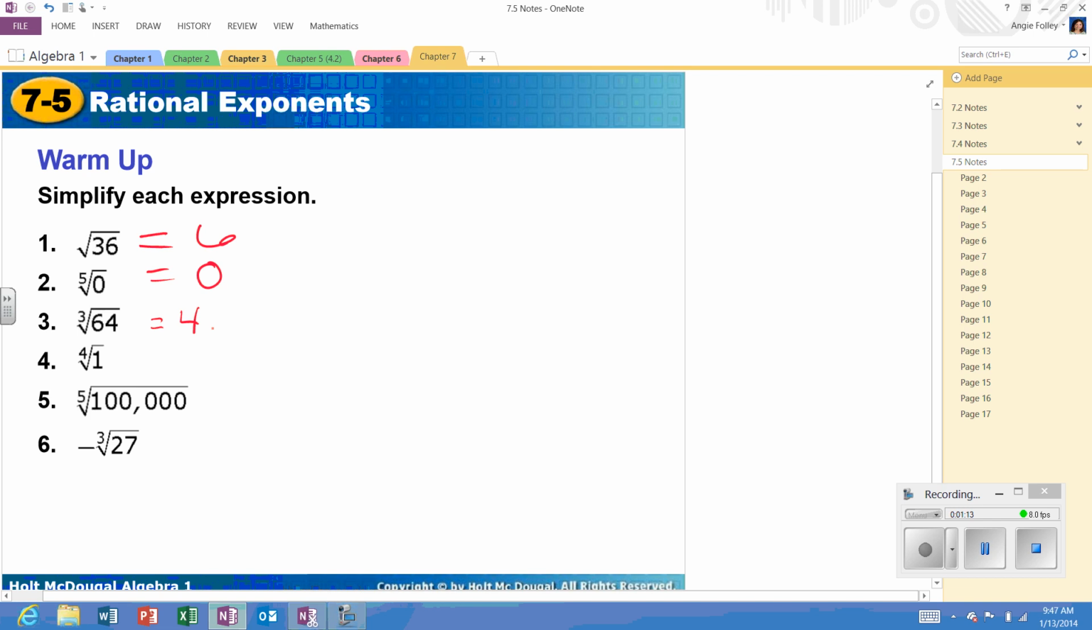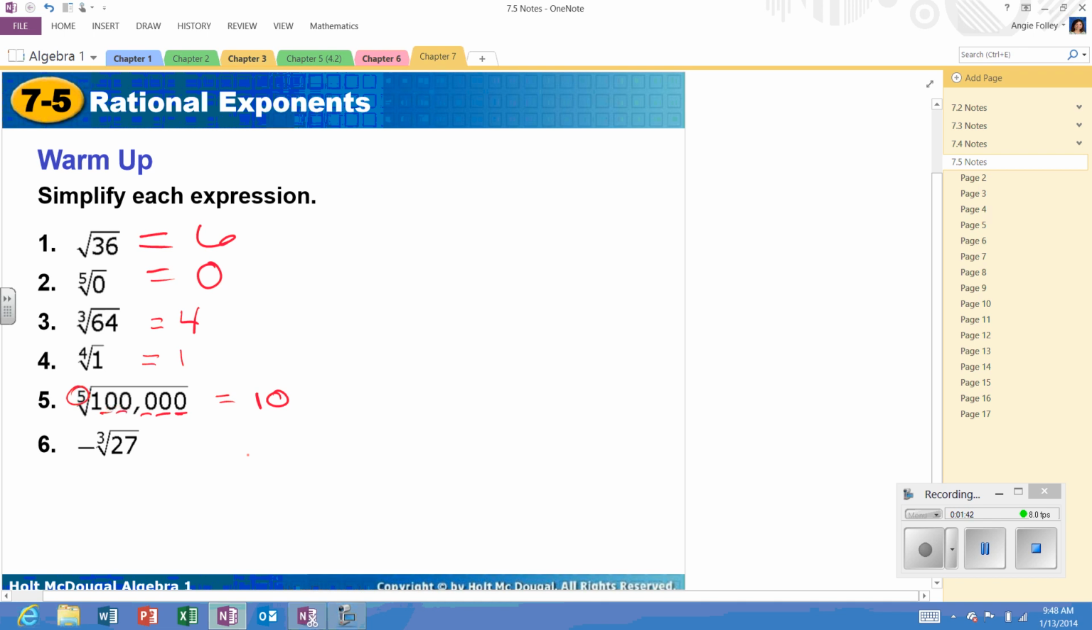Okay. The next one, the fourth root of 1, the only number times itself 4 times that will get you 1 is 1. The fifth root of 100,000, so what number times itself 5 times will equal 100,000? Well, if you look, 1, 2, 3, 4, 5, there's 5 zeros, so that should be 10, because 10 times itself 5 times will give you 5 zeros after the 1, so that's why it's 10.